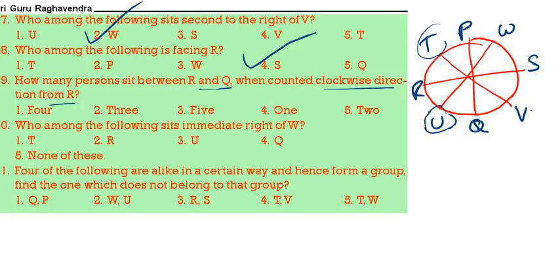So anti-clockwise means right side, clockwise means left side. So 1, 2, 3, 4, 5. So 5 persons are there. Who is sitting to the immediate right of W? W's immediate right is P. So it is not there. None of these. P. 4 of the following 5 are alike in a certain way and hence form a group. Which is the one that does not? So Q opposite P, W opposite U, R opposite S, T opposite V, but TW is the odd one out.